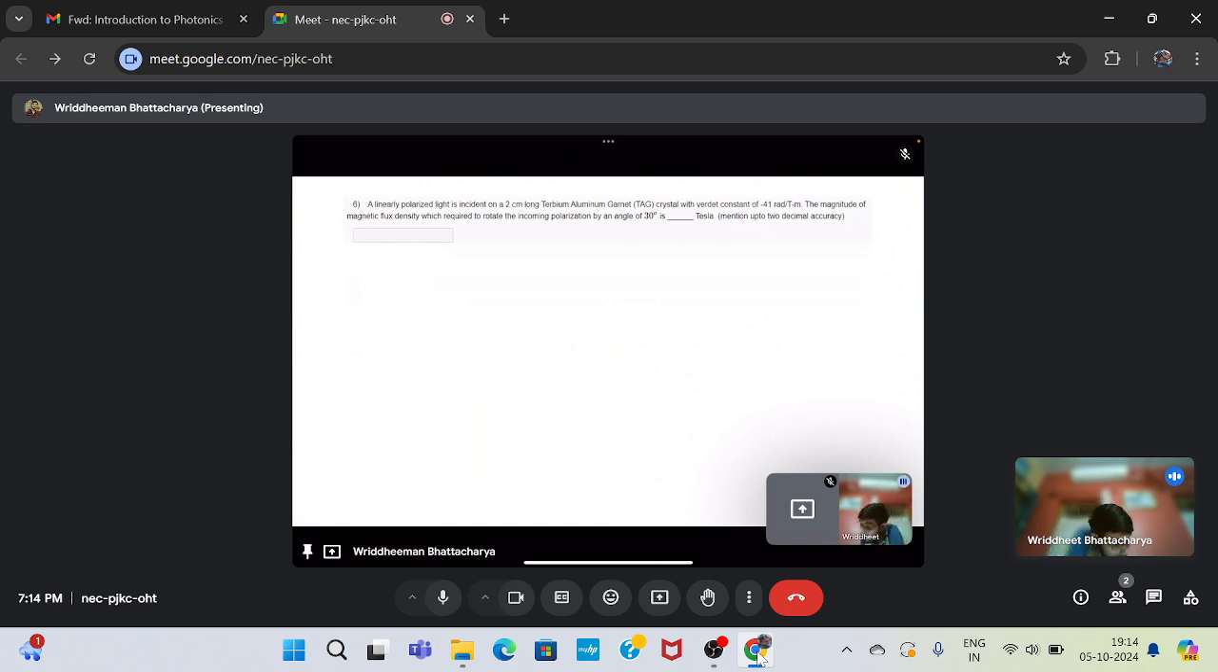So here it will be basically θ equals VBL, right? And θ we have and L we have. So B is basically θ by VL, which is 30 by 180 π divided by (−41 × 2 × 10^-2), which gives us minus 0.6385 Tesla.